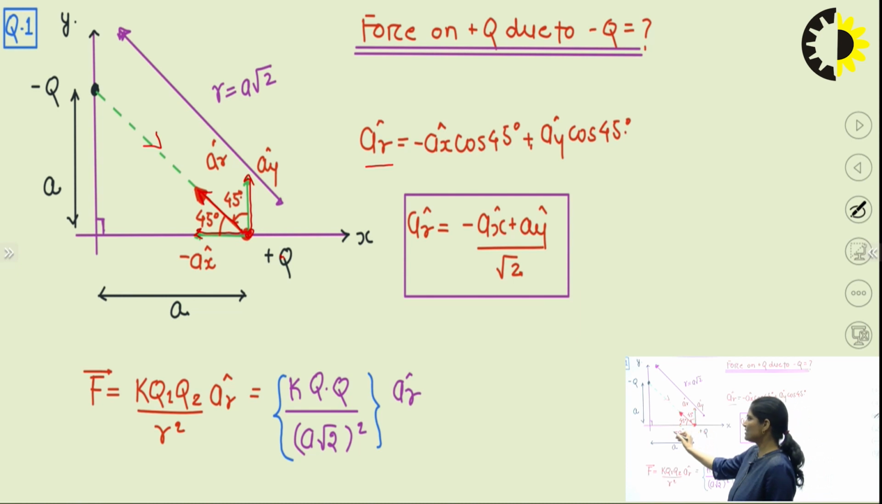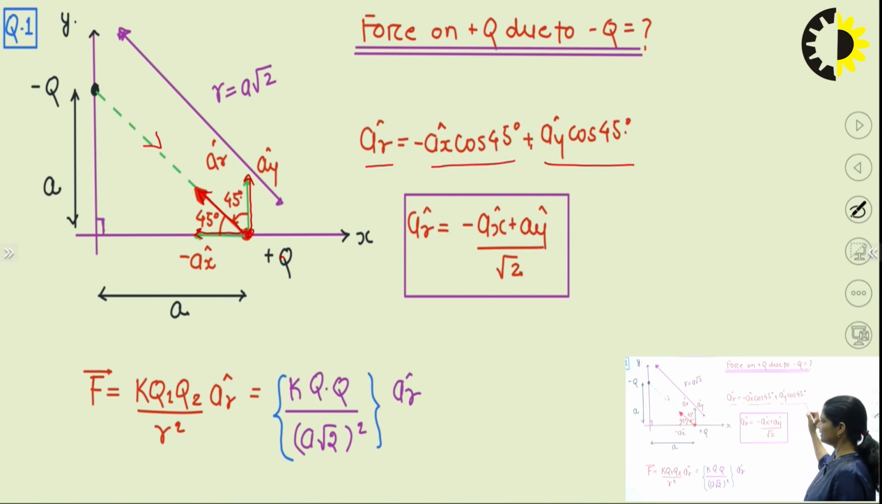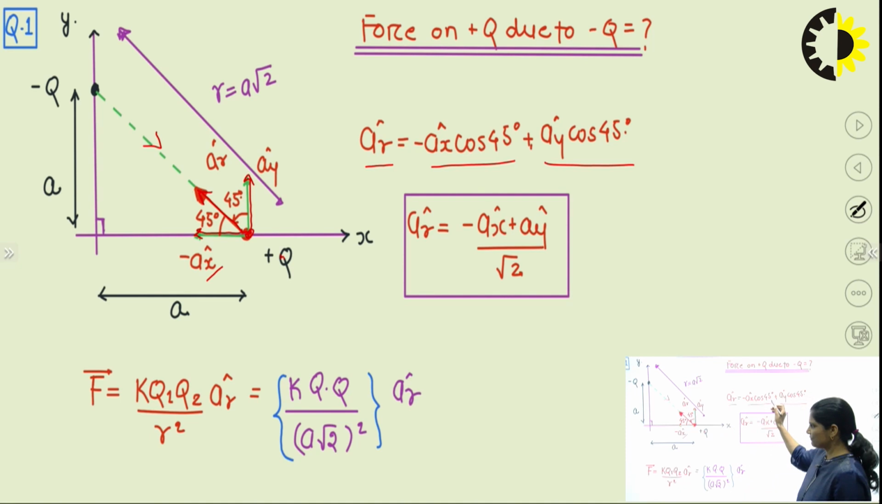Now here you have to consider minus. AY is in the upward direction, so take it positive. If it is in the downward direction, then you have to take it with a negative sign. Now the unit vector of R is equal to the x-axis component, then the y-axis component. So on the x-axis you can see minus AX unit vector, cos 45 degree.